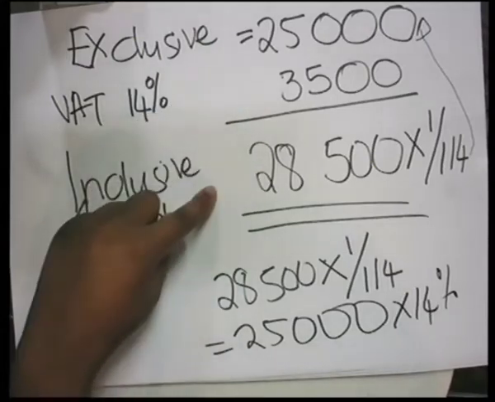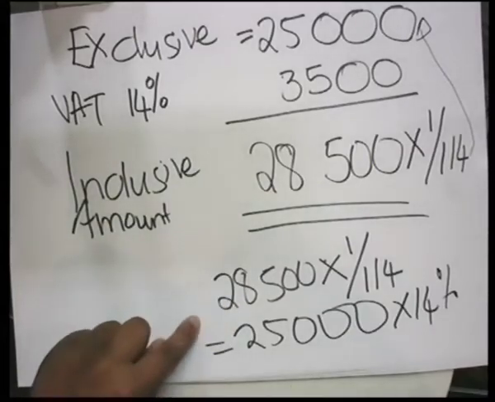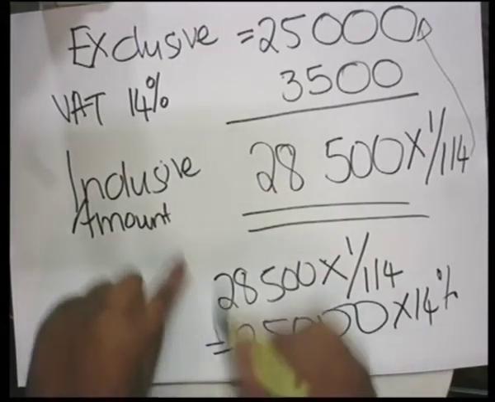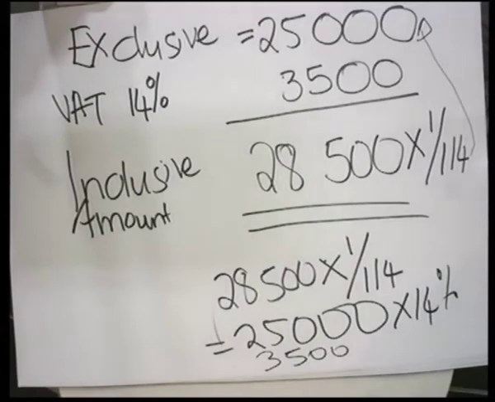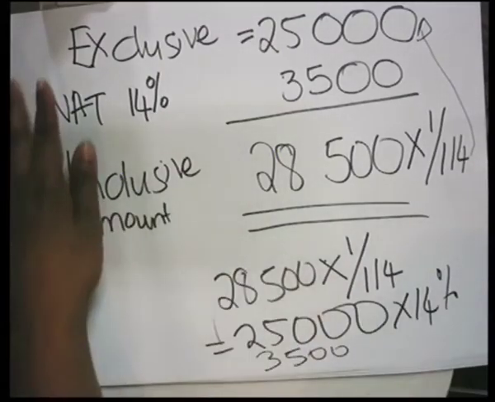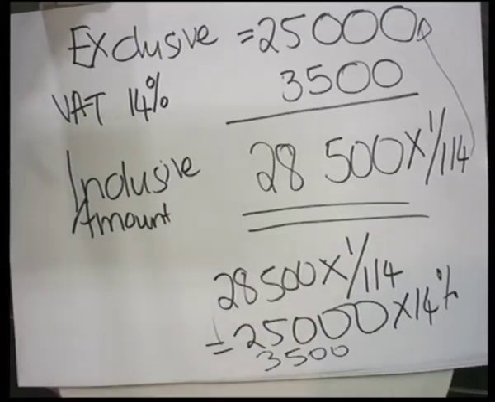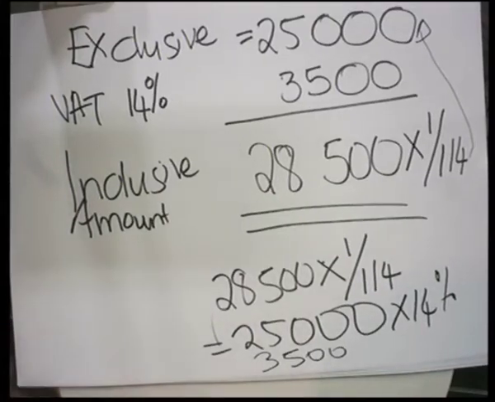Let's just see if that's true. 25,000 times 0.14, and you will get 3,500, which is your VAT. I hope you did understand how we do calculate VAT. Let's move on to activity number 3. Activity number 3 is on page 28 to 29.